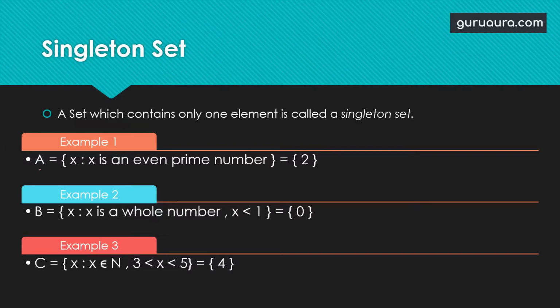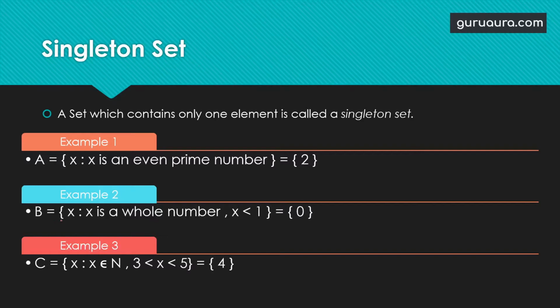So the first example is the set of all x such that x is an even prime number. We know only one prime number which is even, that is 2. So it's a singleton set.